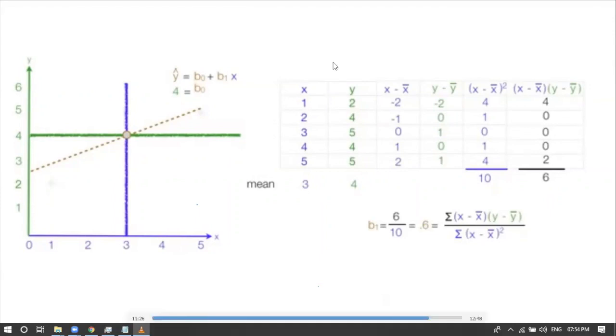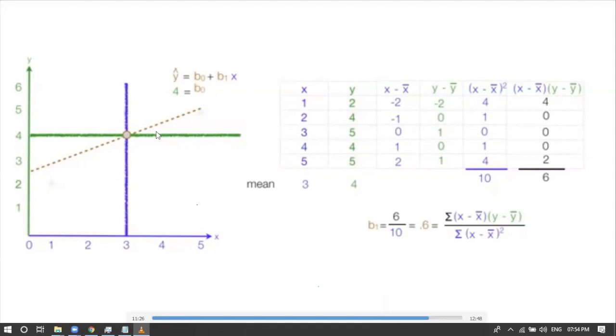Now what do we have to find out? y naught is equal to b naught plus b1x. We found b1. What is left? b naught. Now there's one assumption that we took, and the assumption was that the best fit line crosses through the mean point, which is 3 and 4. Now we try to satisfy the point 3 and 4 using the equation y naught is equal to b naught plus b1x. We know the value of b1 now, which is 0.6.